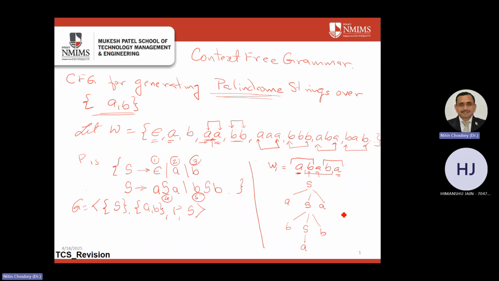This is called a derivation tree, where the string generated is read from left to right. If we read it like this, from left to right, what we get is A followed by B, followed by A, followed by B again, followed by A, which is nothing but our required string. Is this clear?